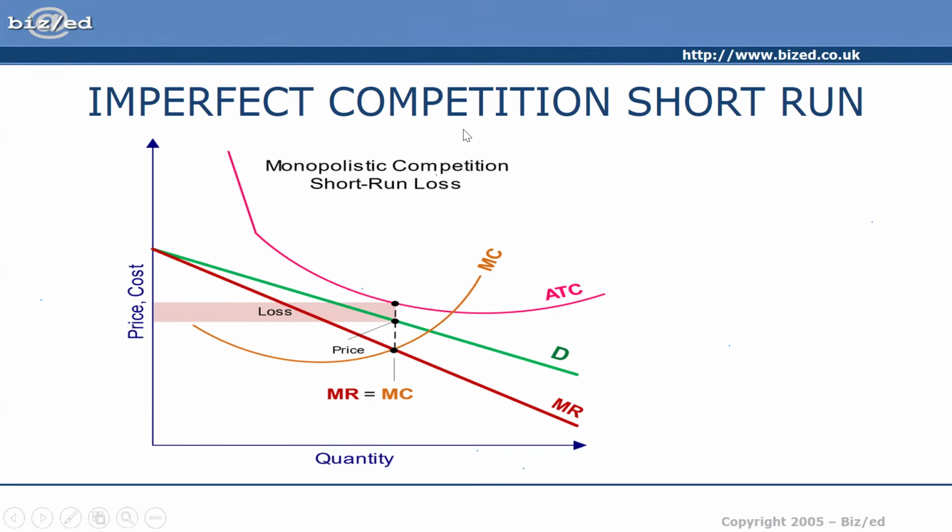Now let's look at a loss. And I will draw it next to the picture, so you'll get a better understanding. So again, draw your x-axis, your y-axis. Price, quantity, and in imperfect competition, the graph is downward sloping.